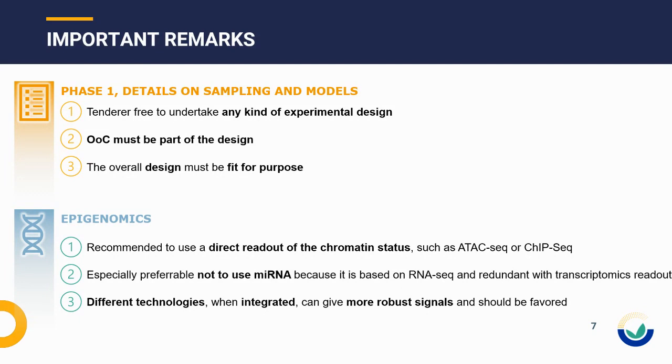Epigenomics. It is recommended to use a direct readout of the chromatin status, such as ATAC-seq or ChIP-seq. It is especially preferable not to use microRNA because it is based on RNA-seq and redundant with the transcriptomics readout. Different technologies, when integrated, can give more robust signals and should be favored.